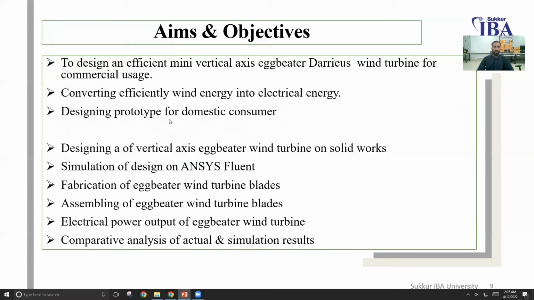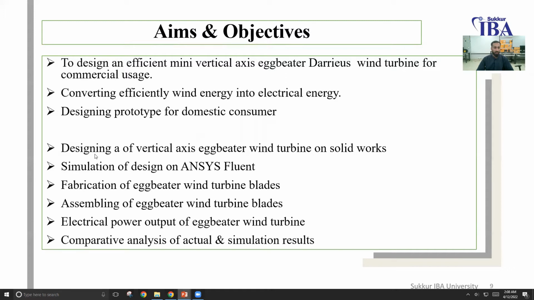These are the aims and objectives of our project. The first ones are aims: to design an efficient mini vertical axis wind turbine for commercial usage, converting wind energy efficiently into electrical energy, and designing a prototype for domestic consumers.